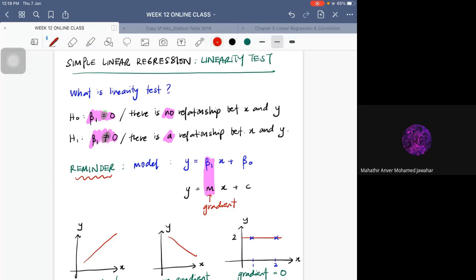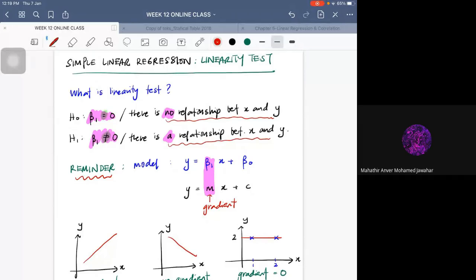So what does beta 1 equals 0 or beta 1 is not equal to 0 actually mean? In words, when beta 1 is equal to 0, it means that there is no relationship between our variable x and y. And when beta 1 is not equal to 0, it could be a positive value, it could be a negative value, so that means there is a relationship between our variable x and y. So why, when beta 1 equals 0, is there no relationship, and when beta 1 is not equal to 0, there is a relationship?